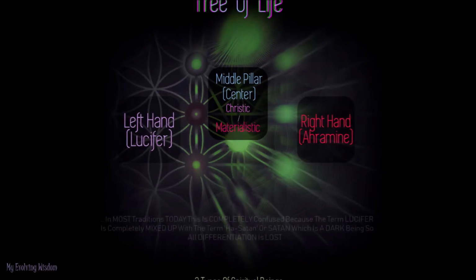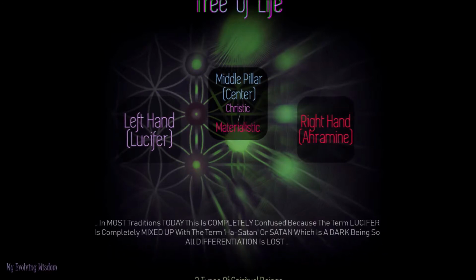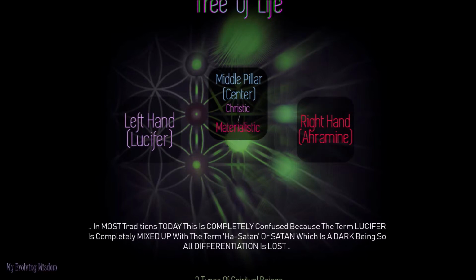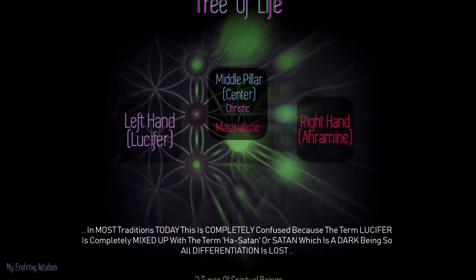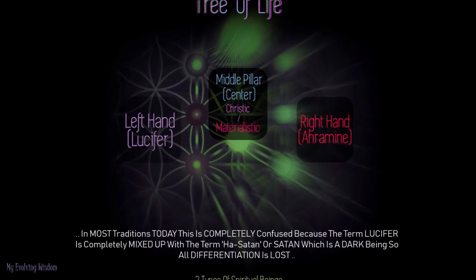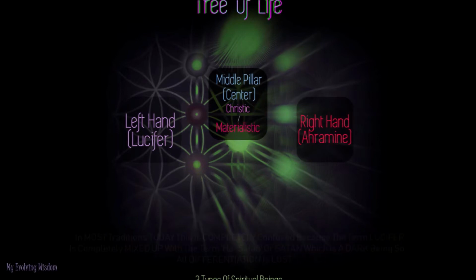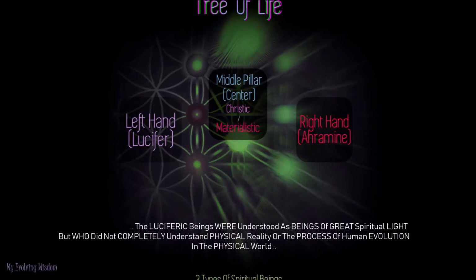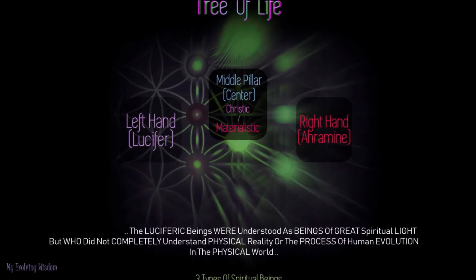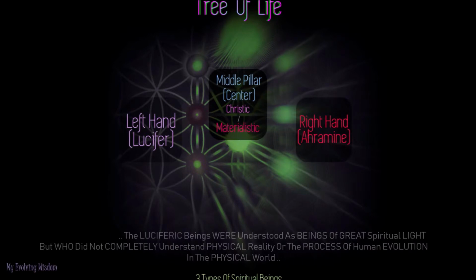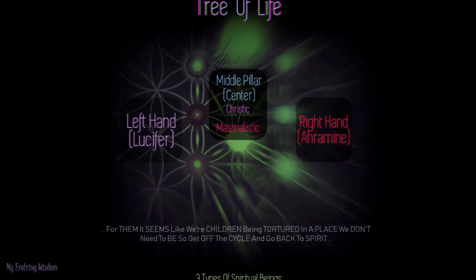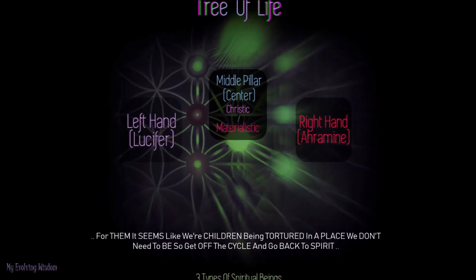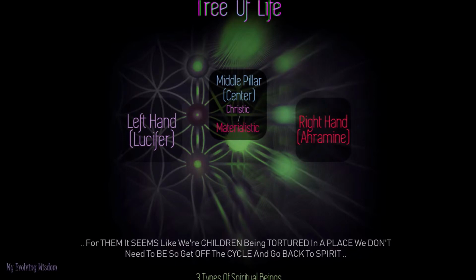Now, in most traditions today, this is completely confused because the term Lucifer is completely mixed up with the term Ha-Satan, or Satan, which is a dark being. And so all differentiation is lost. But the Luciferic beings were understood as beings of great spiritual light, but who do not completely understand physical reality or the process of human evolution in the physical world. To them, it seems like we're children being tortured in a place we don't need to be, so get off the cycle and go back to spirit.